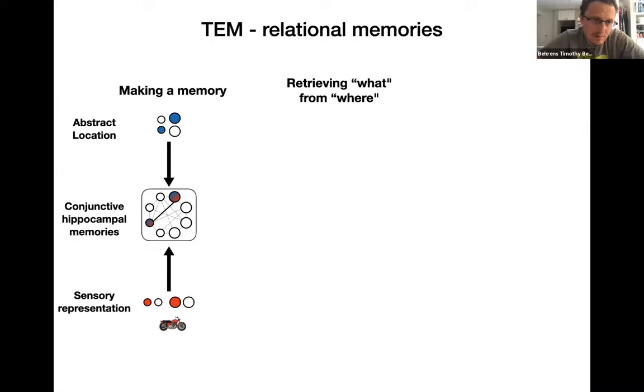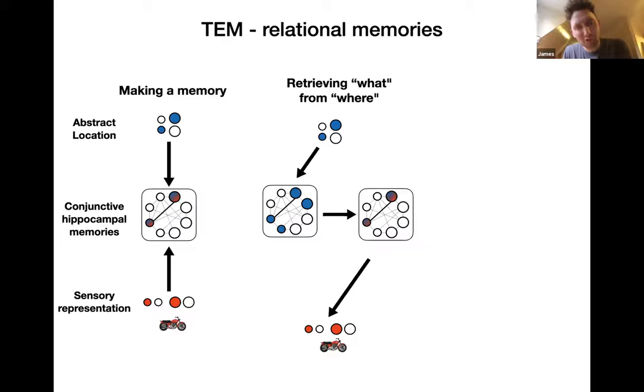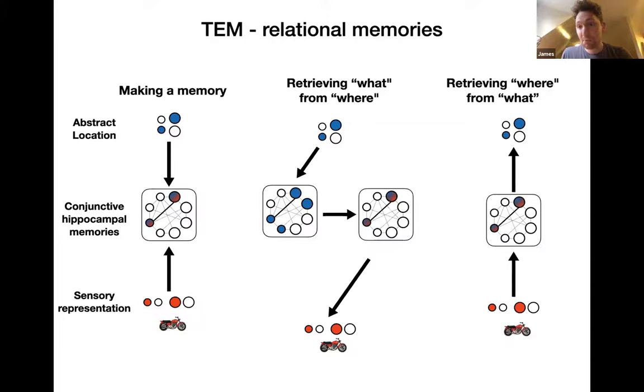I can then come along and provide a partial bit of input of this memory, but now the trick is that the partial bit is only the abstract where information. I can input that into this memory network and then retrieve the sensory knowledge. So just like I put a partial motorbike in before and retrieved the full motorbike, now I can put in the partial where information and retrieve the full what and where information. Or exactly the same, but in the other direction, I can put in just a motorbike and I can retrieve the where information. That's rather nice. And this is what's going to allow us to make all these sensory predictions that I'll show you in a moment.